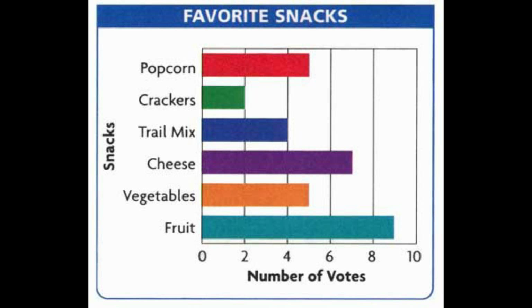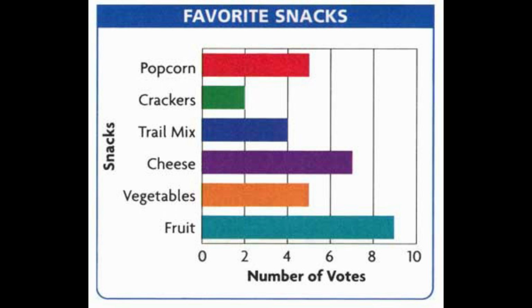Now it gets a little bit harder to read a scale that doesn't count by ones when the line doesn't land exactly right on a number. So take a look at the fruit category here. You can see in the fruit category that the line ends in between the 8 and the 10. What do you think that means? Good. It means that there were 9 kids that voted for fruit because 9 comes right in the middle of 8 and 10. So that's how you would read a bar graph that counts by twos.